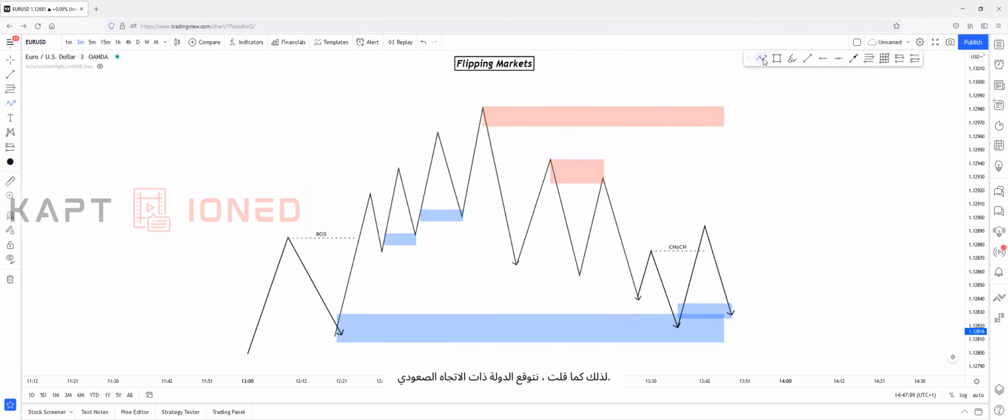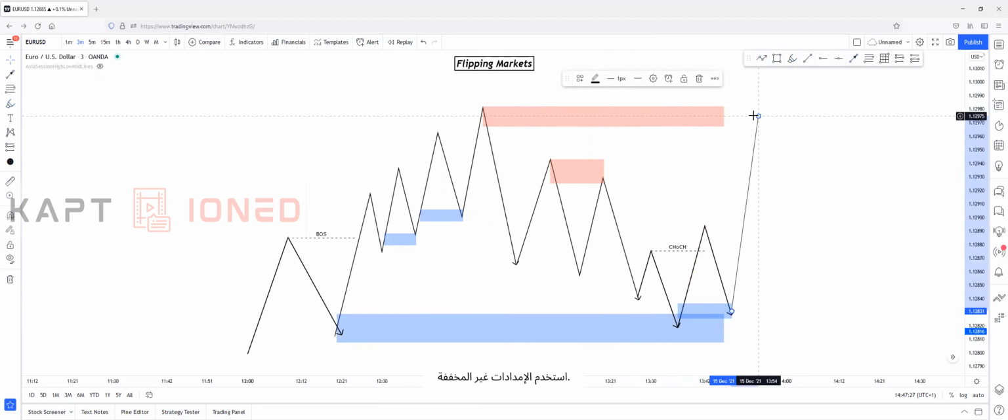So as I said, we are expecting the continuation of the bullish trend. Price mitigated this big demand zone, and after the mitigation, it created a change of character, with a reaction on the freshly created demand zone. And after this, we can use the unmitigated supply zone, this one, as our target point.